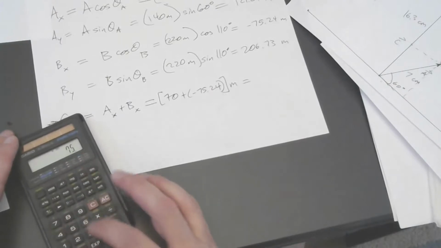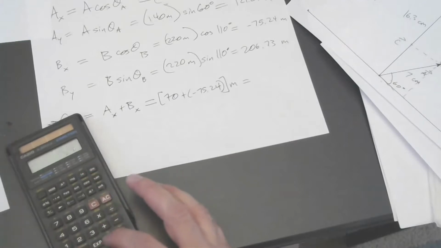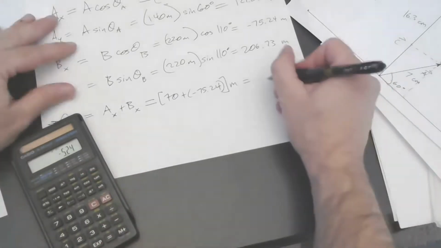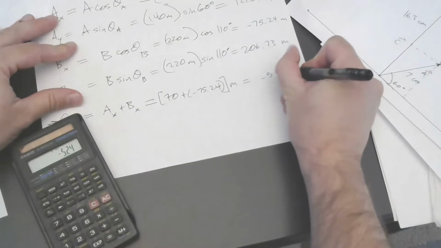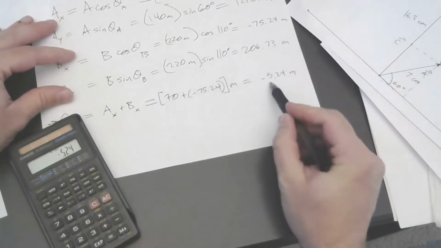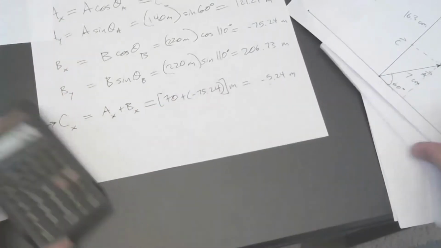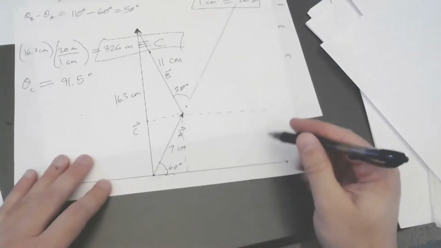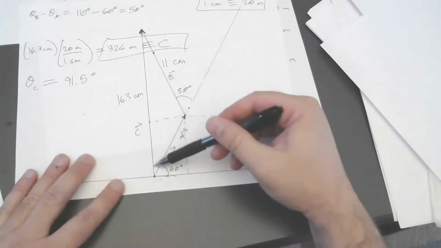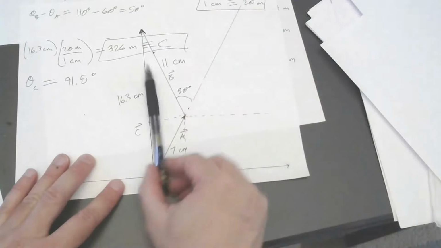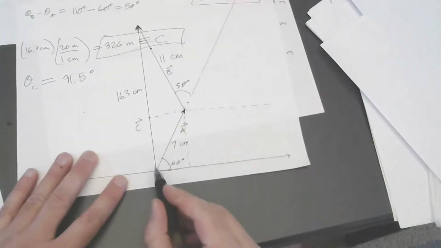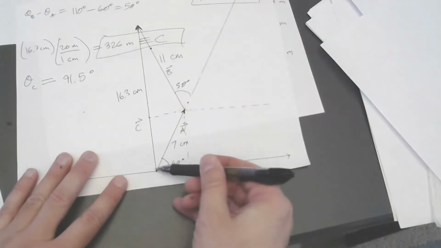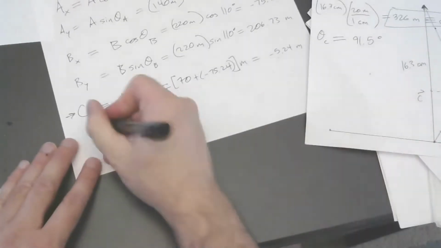70 minus 75.24. Guess I could have done that in my head. Negative 5.24. So that's a very small x component. Does that seem reasonable? Yeah, I mean, I'm not even going to attempt it here, but this vector is tilted ever so slightly from the vertical. So it does have a very small x component in that direction and a much larger y component.